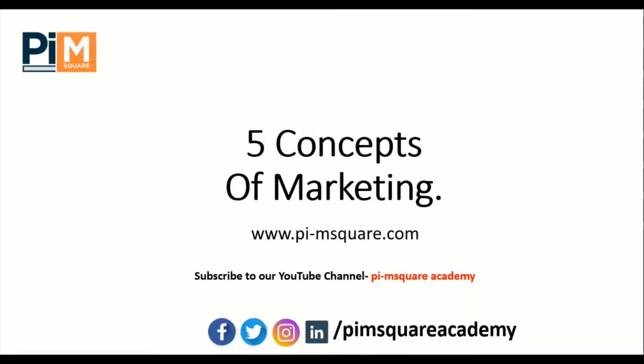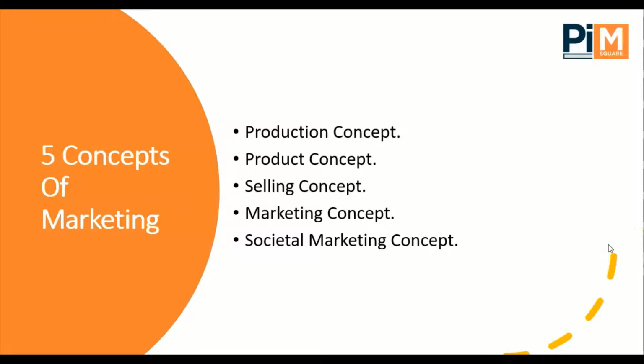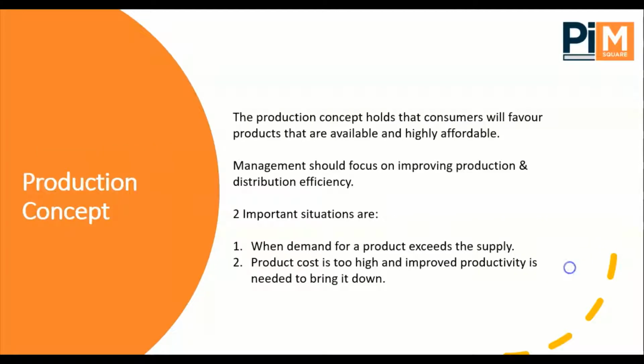Those 5 concepts are called the production concept, product concept, selling concept, marketing concept, and societal marketing concept. So we'll be discussing them one by one. What exactly is the production concept? What is the product concept, selling concept, marketing concept, and societal marketing concept?